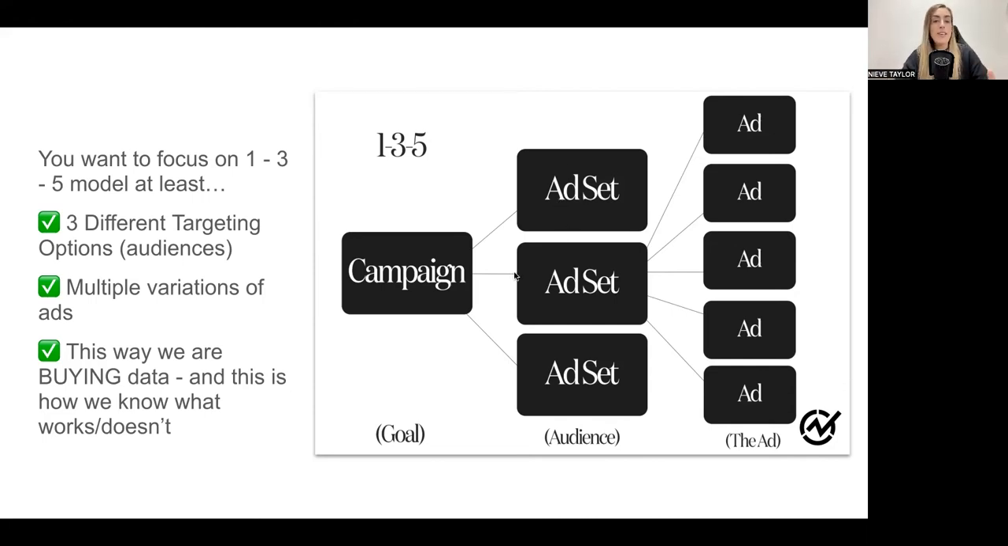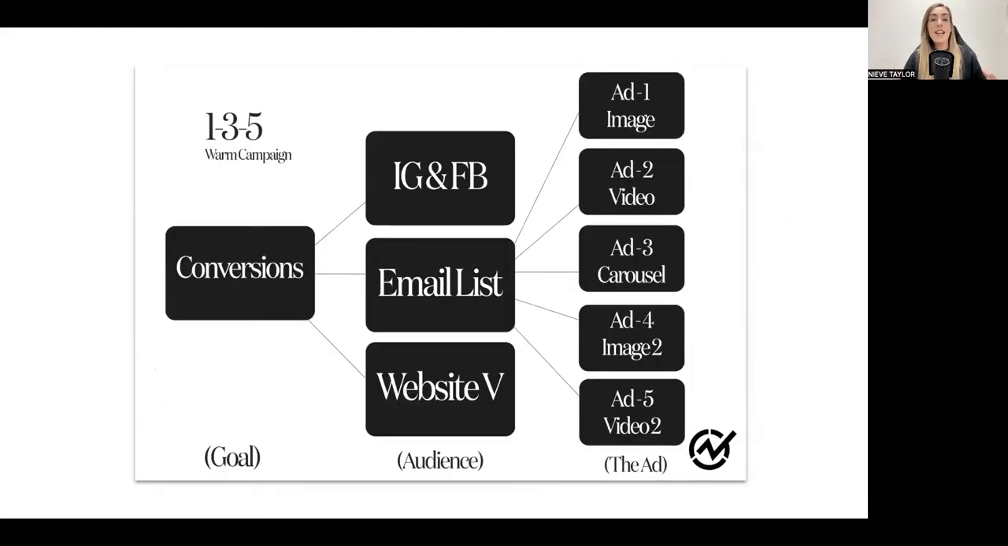And this way, when we set it up this way, we are buying data, okay? We're buying data. We're not pinning all of our hopes on one audience and one ad. We're buying data, and we're understanding what is working with our audiences, what is actually getting the sales, what is getting the link clicks, what videos our audiences are actually watching and paying attention to, okay? And this way, this is exactly how we know what works and what doesn't work, and it makes managing your ads so much easier. Now, here's a little rough example of what I set up. This would be an example of a warm campaign.